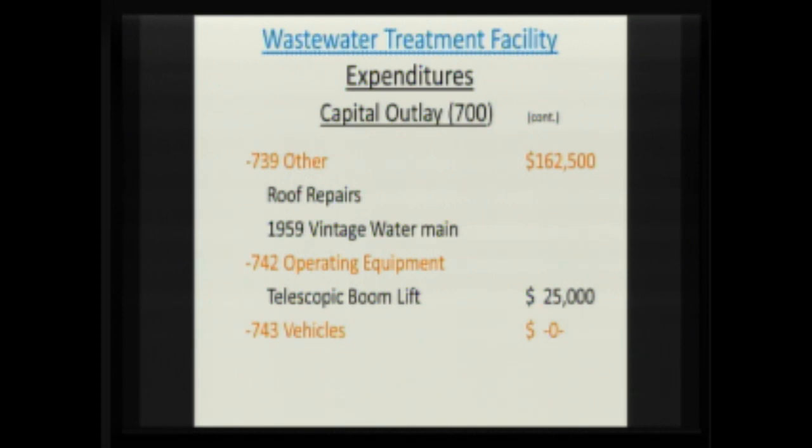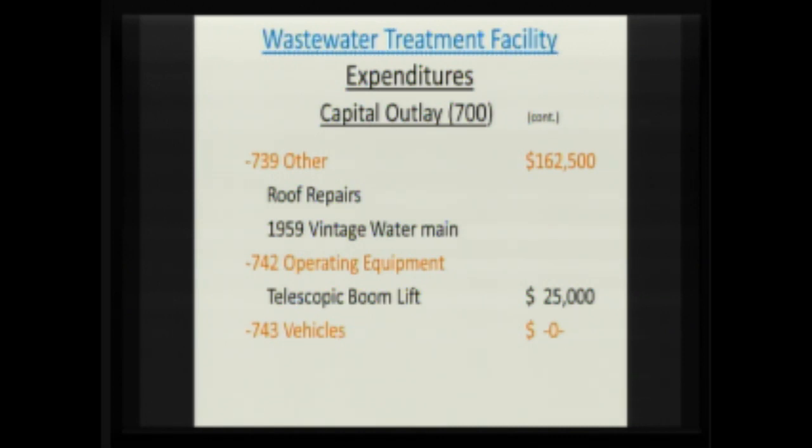742 operating equipment. We're going to get a telescopic boom lift. We have a lot of overhead work inside the buildings as well as outside of the buildings. Difficult to get to in many cases using a ladder. Single man lifts are difficult. The boom truck will make a big, big difference for us, enable us to get to projects a lot more quickly and safely. And finally, we don't have any money budgeted this upcoming fiscal year for vehicles.